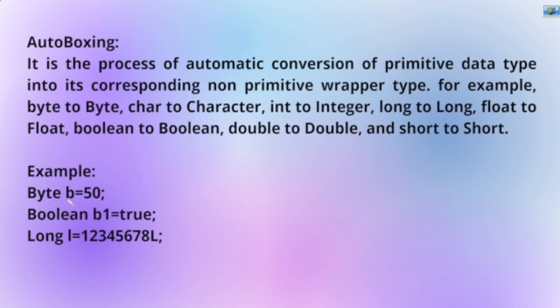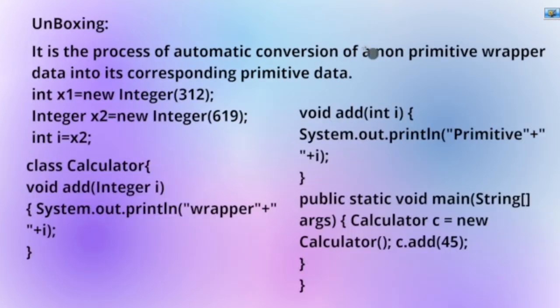Now here, if it is byte b = 50, boolean b1 = true and long l = some value, if it has the same corresponding value with that of the wrapper class, then it is easily convertible. So this is called autoboxing. Now, let us see an example for unboxing. Unboxing is a process of automatic conversion of non-primitive wrapper data into its corresponding primitive data.